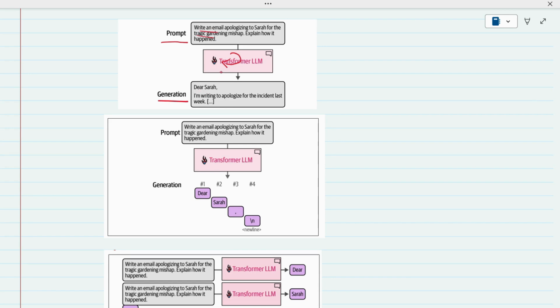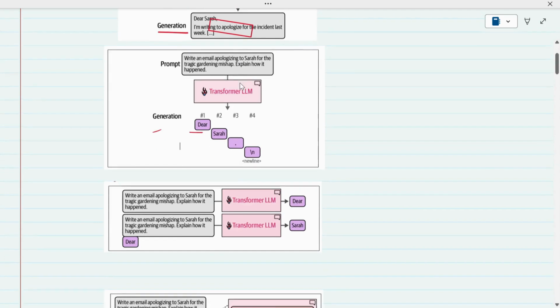But the thing to know here is that it doesn't generate the whole output text at a time. It generates it one by one, meaning first it will generate "Dear", then "Sarah", then a comma, and then the next line. As you can see in ChatGPT as well, it generates one token, or you can say one word, at a time. The whole sentence is not generated in a single go. So we will discuss how this happens.